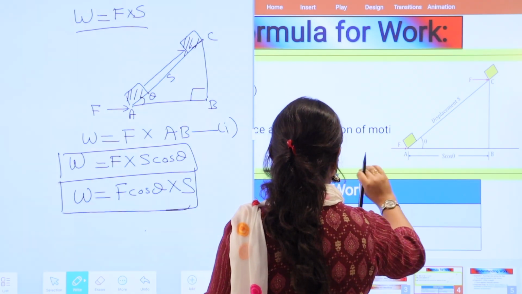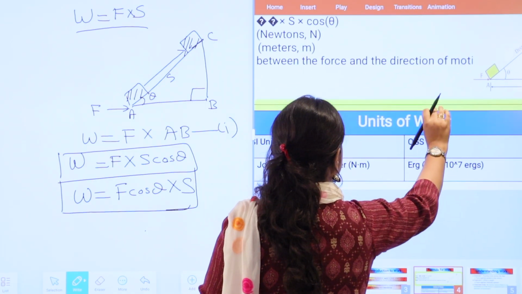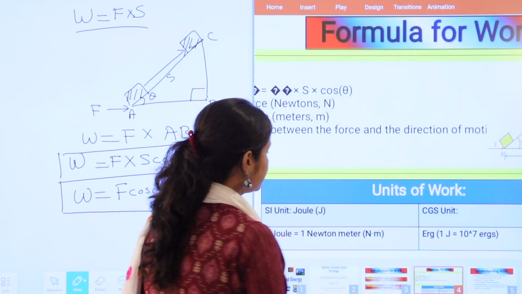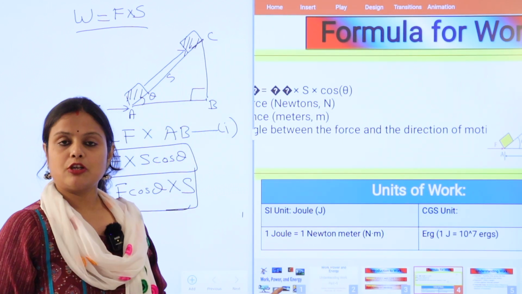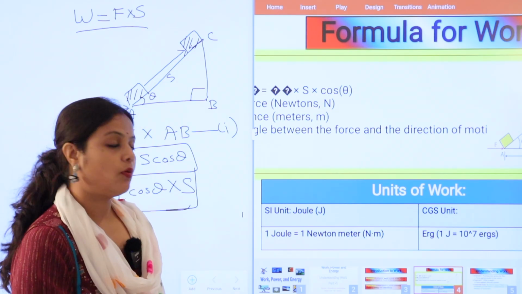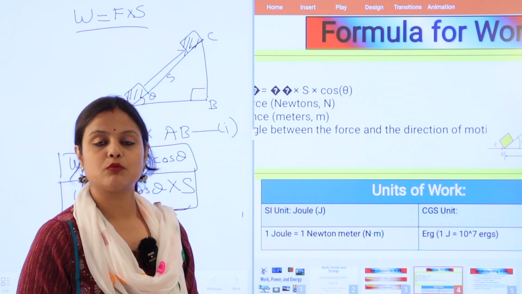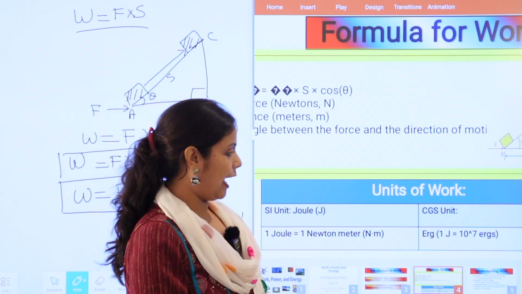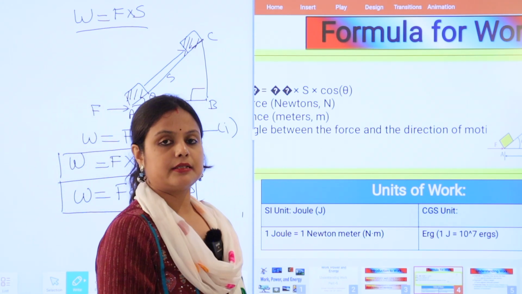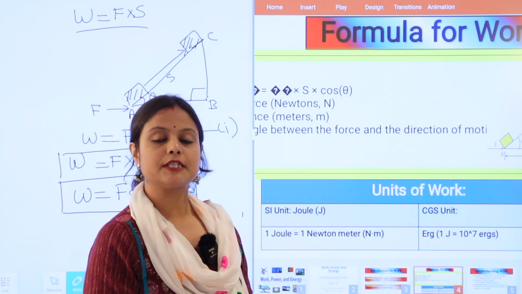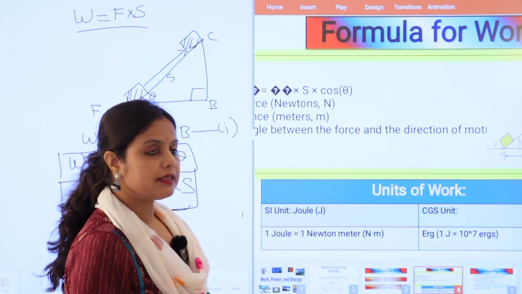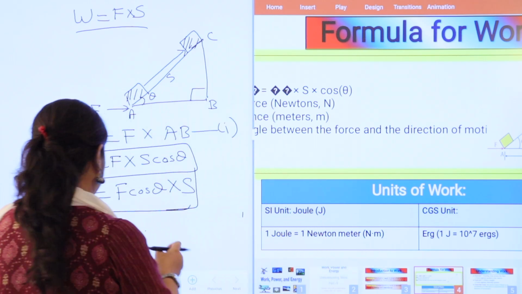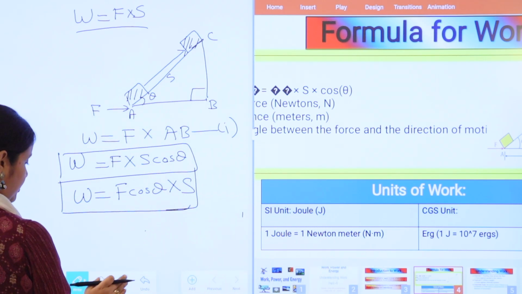Now, students, let us consider the units of work done. What are the units? The SI unit of work done is joule. 1 joule equals 1 Newton meter. Similarly, in the CGS system, we have erg, where 1 joule equals 10 to the power 7 erg. How are we getting this? This is also very simple. So let me erase this position.